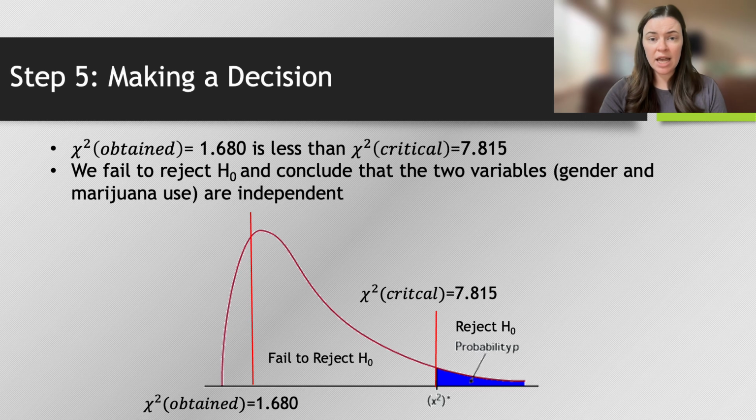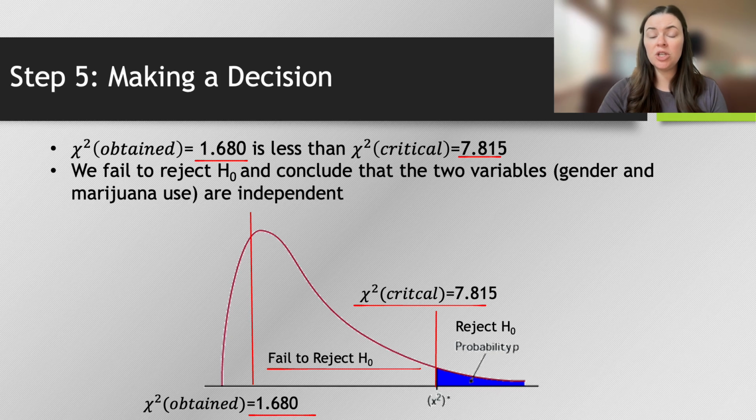And so what do we decide here within the context of this problem? Well, our chi-square obtained value was 1.68, which is less than our critical value cutoff that we got from Appendix D of 7.815. And so if it's helpful for you to visually display this as well, I highly encourage you to do that. What you'll see here is my chi-square critical cutoff value of 7.815, and then I map on our chi-square obtained value of 1.680. And so we are clearly in our fail to reject zone here.